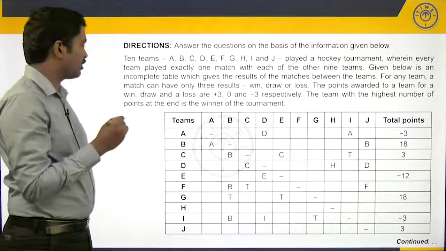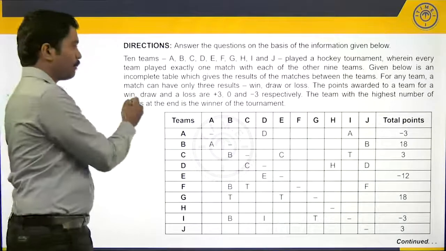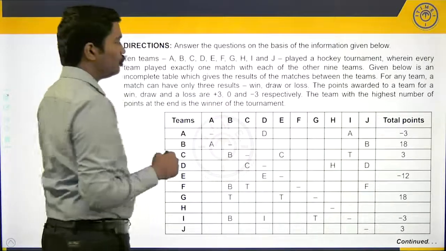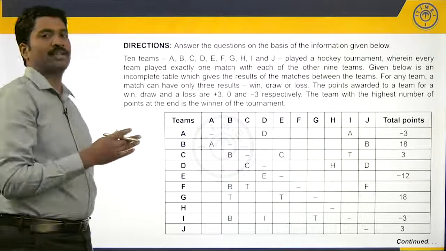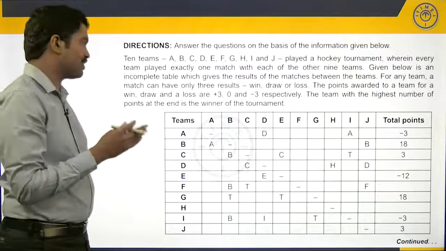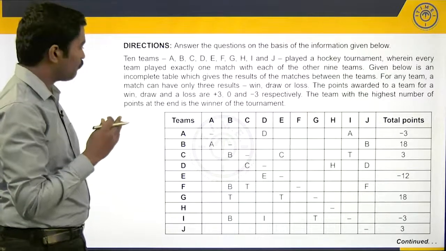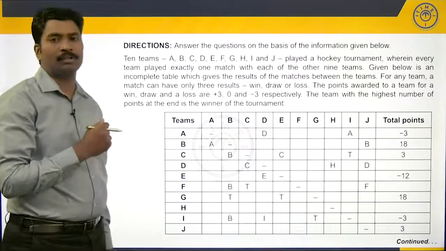The points awarded to a team for a win are +3. For a draw, you don't get any points, and for a loss, you lose 3 points. You win, you get 3; you lose, you lose 3 points; you draw, you get 0 points. The team with the highest number of points at the end is the winner of the tournament.